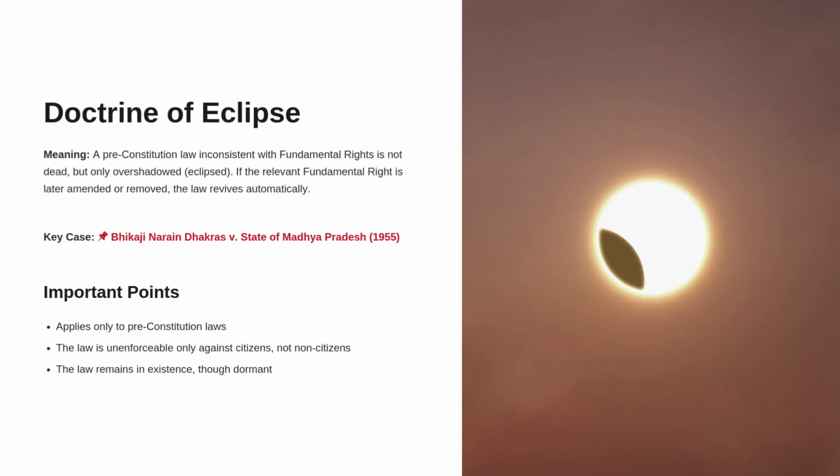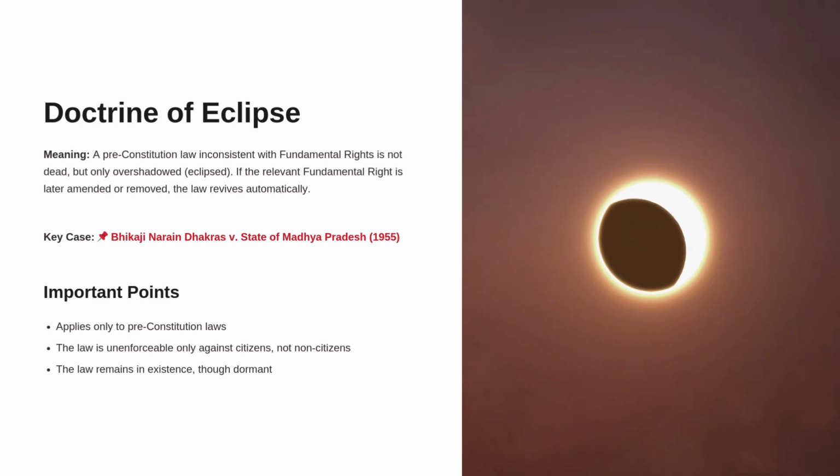Next, we are going to discuss the doctrine of eclipse. Now, the doctrine of eclipse applies only to pre-constitutional laws that are inconsistent with the fundamental rights. And these laws which are inconsistent and pre-constitutional are provided under, remember, Article 13, Clause 1.